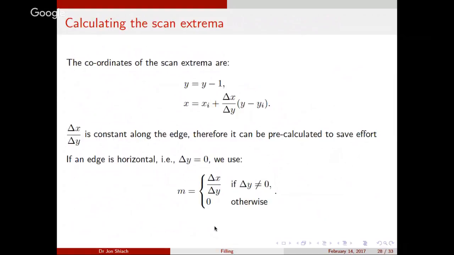So for a scan line above, you know what the x coordinate is, and to start at the top, it's whatever the top vertex is. For the next scan line, the y coordinate is just going to be 1 minus the current y coordinate, and the x coordinate is just going to be equal to that. Well, it's actually a bit easier than that, because we can rearrange this. So the x would be the current x plus a constant, which would be delta x over delta y.